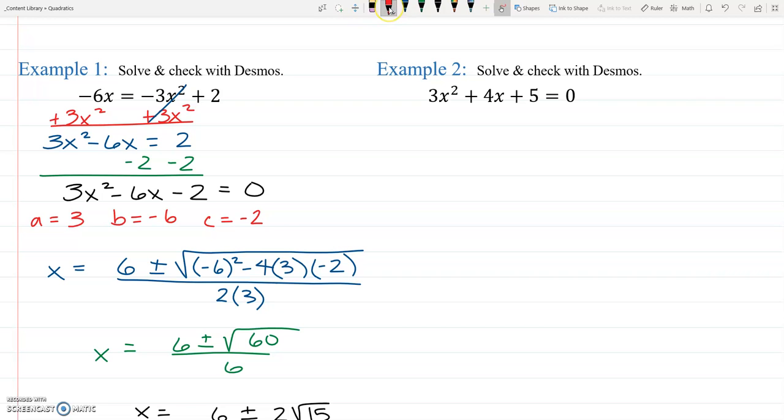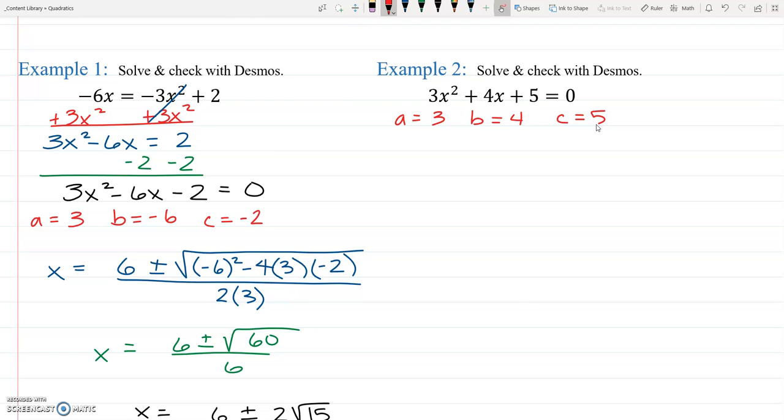First thing I want you to see when you're looking at example 2 is it is in standard form, which is beautiful to us. We don't got to move anything around. We're good to go right from the jump. So I can immediately start identifying: A is 3 again, B is positive 4, C is positive 5. Just taking those numbers out, A, B, and C.